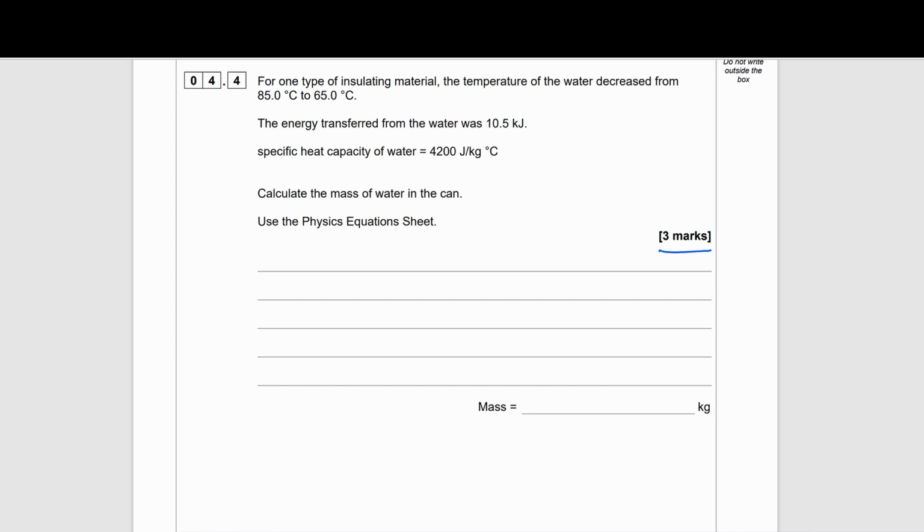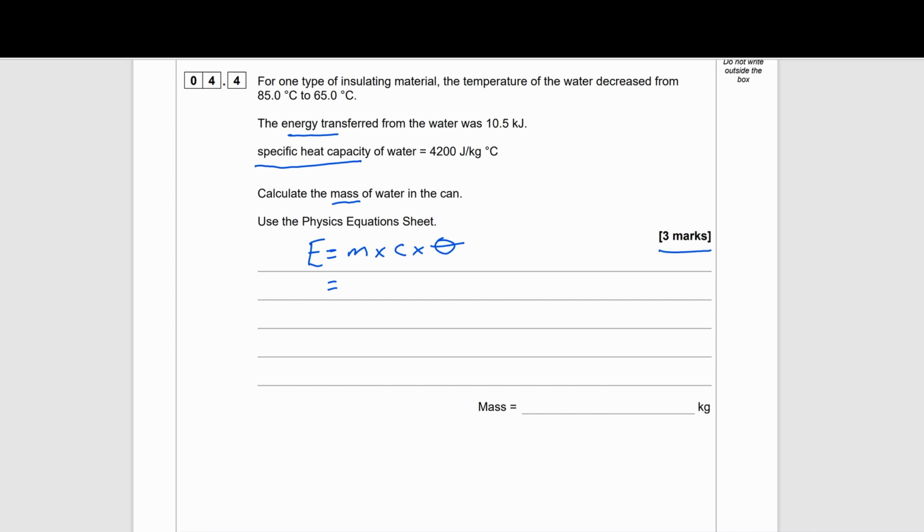So by going to the physics equation sheet, we're looking for an equation that is linking temperature, energy, specific heat capacity, and mass. So we find the equation and then we recall it. So energy is equal to mass multiplied by specific heat capacity multiplied by the change in temperature. So again, looking at our values in our question, we plug our numbers in.